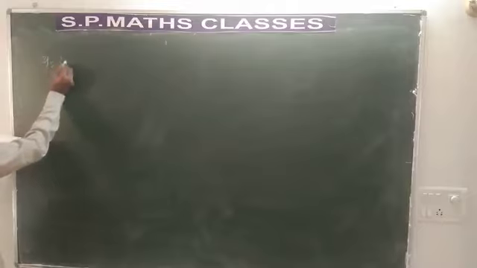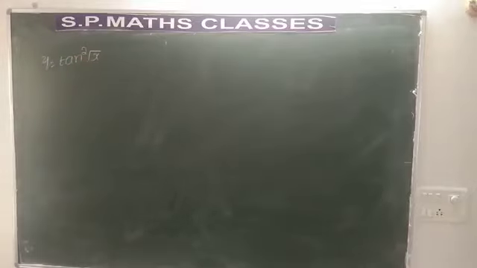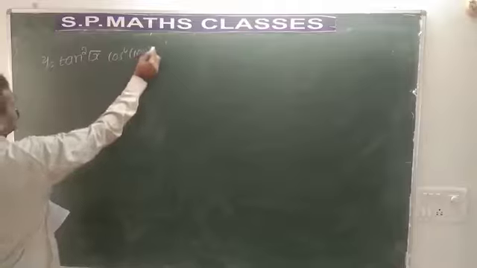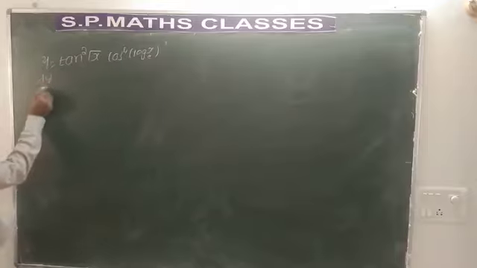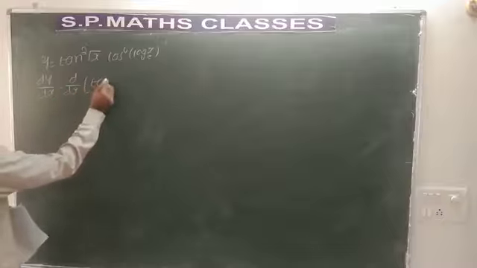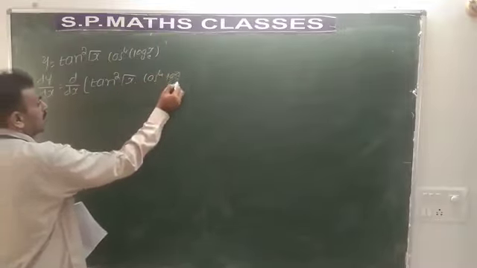Y is equal to tan squared root x into cos power 4 log x to base e. This is what the problem is. You need to find the derivative of this. How to find the derivative? Let us take dy by dx. This is d by dx of tan squared root x into cos power 4 log x to base e.